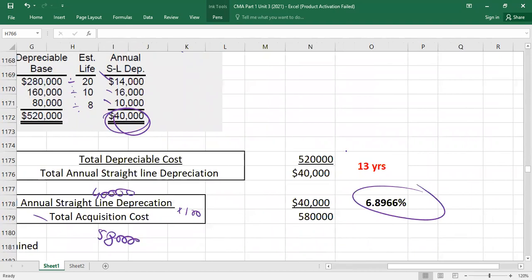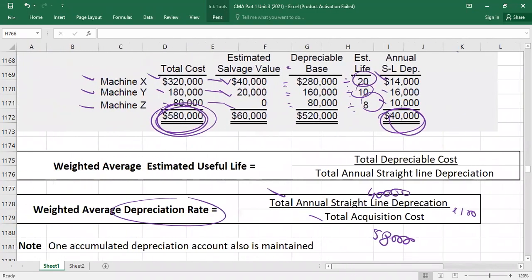6.896666%, like that. Okay, you got the rate. Second thing you need to calculate: what? Average life. Because there is a problem: one asset has a 20-year life, the second has 10 years, the third has 8 years. So for average life, you can apply this formula.